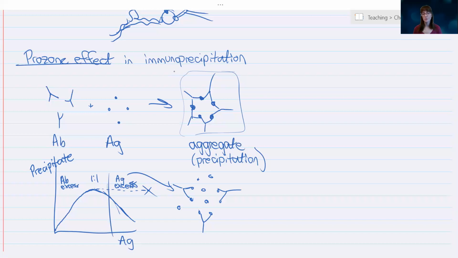And whether it's 1-to-1 or a different ratio would depend on the ratios of the number of, or the valency of the antibody versus the valency of the epitope. But the point is that there should always be this like happy middle ground. It's sort of a Goldilocks effect.